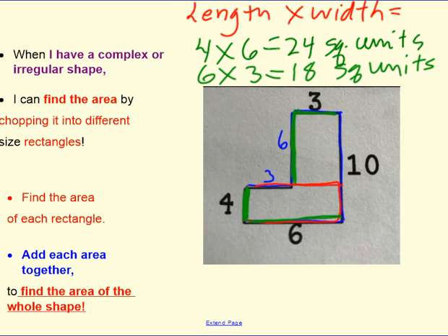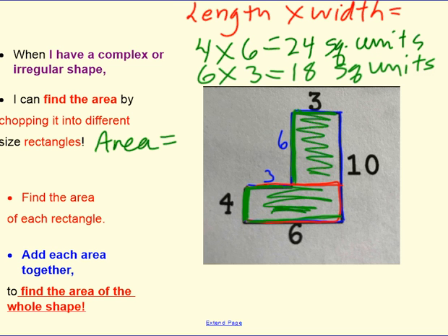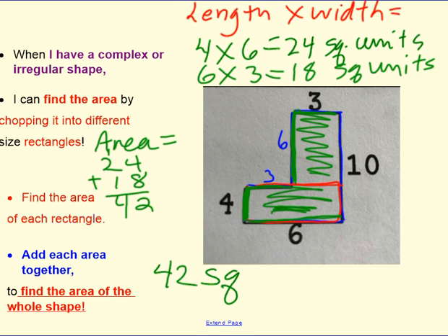Then I found the measurement of the inside of here and the measurement of the inside of here. I'm going to have my total area, and I'm going to add 24 plus 18, which equals 42. So my entire area of this shape, the measurement of the inside, is 42 square units.